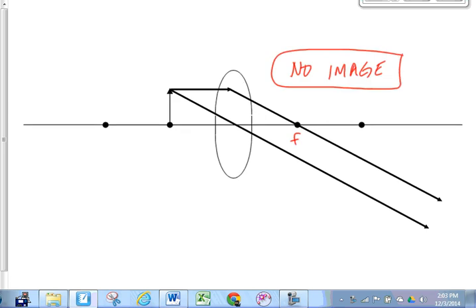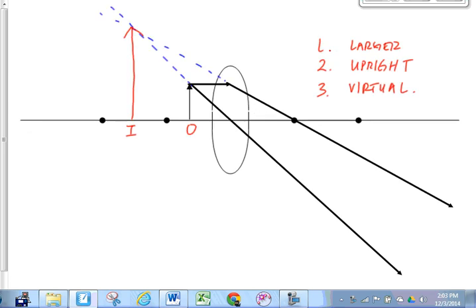This one, what is this? It's not a projector at a movie theater. It's a magnifying glass. Put the lens really close to the object, make a bigger right side up image that you have to look through the lens in order to see. Okay, it's a magnifying glass.